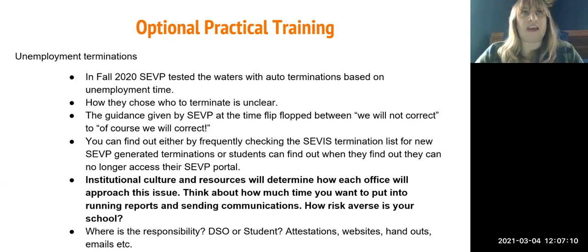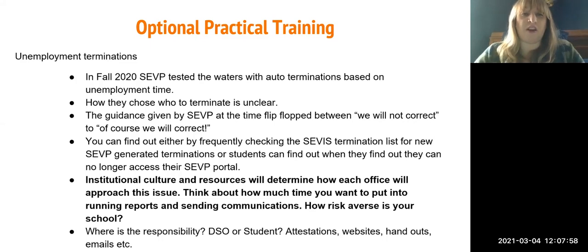At first, they indicated that if a record was terminated for exceeding unemployment time, that was it, there was no recourse. Then they changed their minds and allowed for data fixes if the student could prove they had been employed during the time and had not, in fact, exceeded their unemployment time. So it was a little bit chaotic, to say the least, and confusing and frustrating for DSOs and students and employers, and probably the SRC as well. So it was really confusing, and it hasn't happened since that first time, as far as I'm aware.